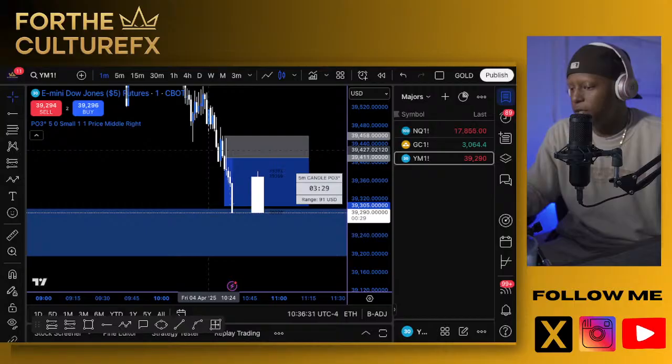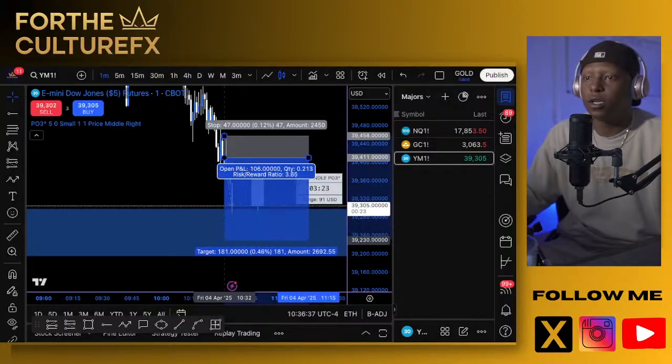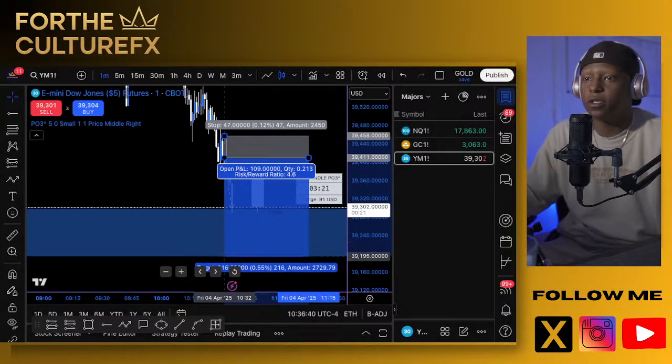Running up about $1,000. I can only make about 5,000 max on this. So I got my lows here that I'm targeting. We just tapped into resistance.